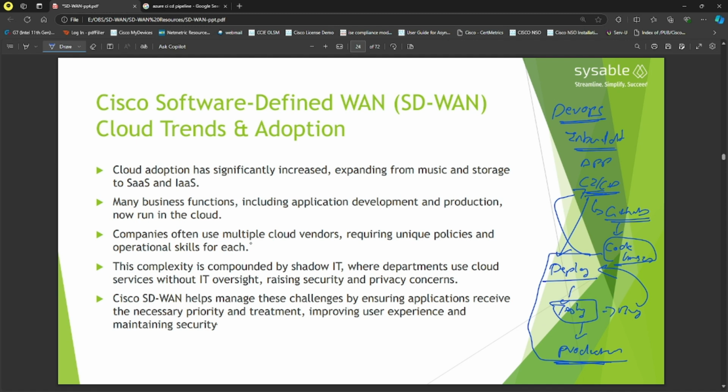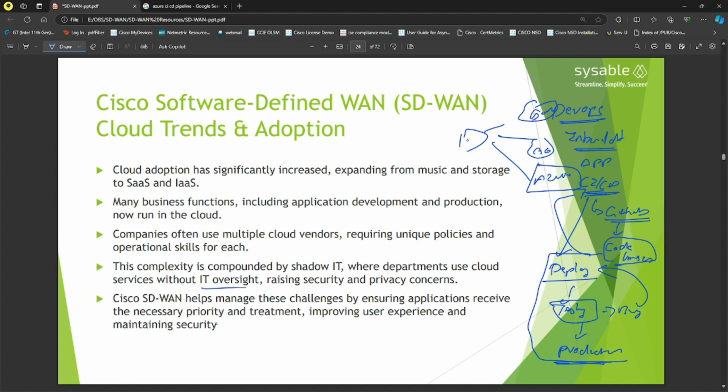Now, companies often use multiple cloud vendors, requiring unique policies and operational skills for each. So is it possible that your business can be using a different cloud? Maybe a Google, maybe a Cisco, or maybe an Azure. So it is definitely possible you can use multi-cloud. This complexity is compounded by shadow IT, where departments use cloud services without IT oversight, raising security and privacy concerns.